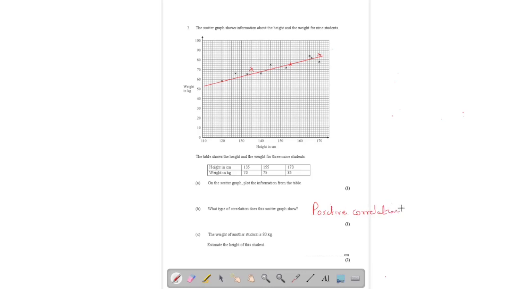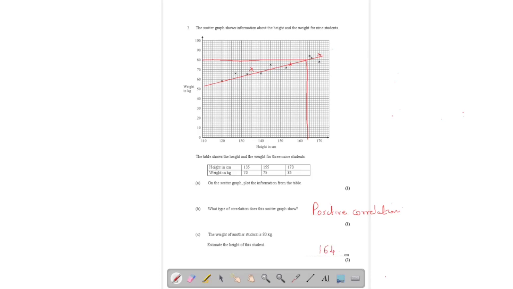The weight of another student is 80 kilograms. Estimate the height of the student. So 80 kilograms is here. So you draw a line across. You draw a line down. It's about 164 centimeters.